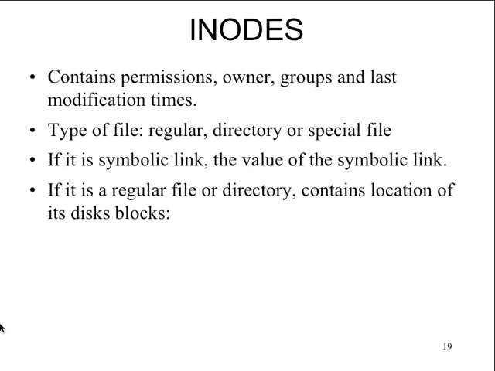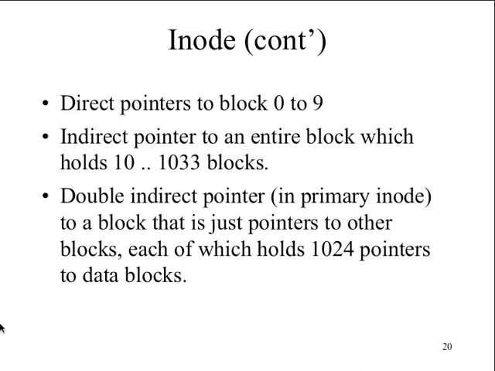So if it's a regular file directory, it contains the location of the disk blocks. The inodes will actually contain, if it's a file, it's going to say, well, it's in this block on this disk. We can have many different disks. We can bring them all together, which is another kind of different concept.